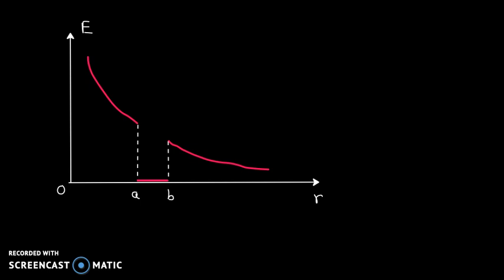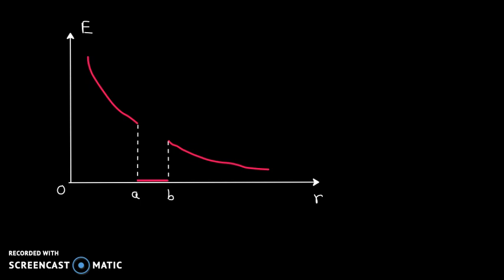In part E of the problem, we're sketching a graph of E as a function of R, E being the electric field magnitude, which is positive. E is inversely proportional to the square of R, so that's what we call the inverse square law. So as R goes to 0, E goes to infinity. As R goes to infinity, E goes to 0, and it has a curved shape.